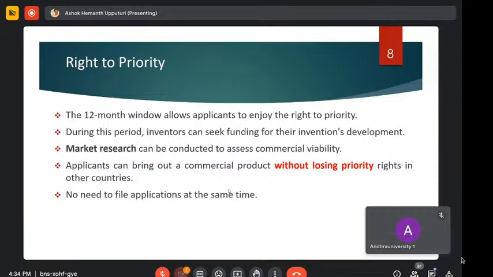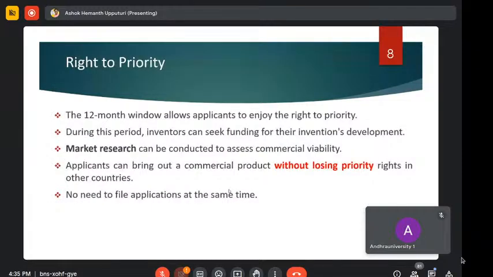An applicant can bring out a commercial product without losing priority rights in other countries. Because this right is there, your right is protected, so you need not file the same application at the same time. We will discuss this in further slides as well. So far, any doubts?